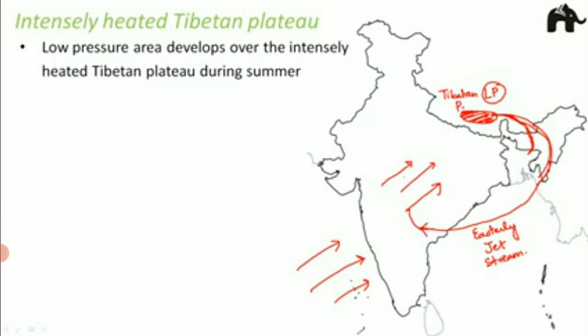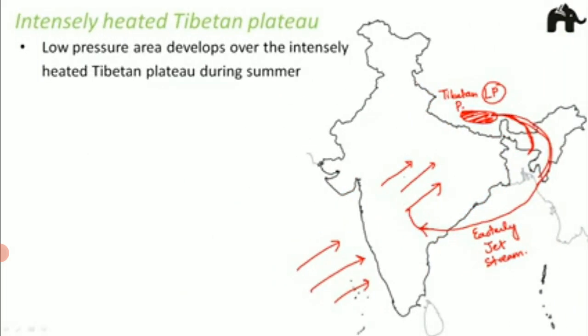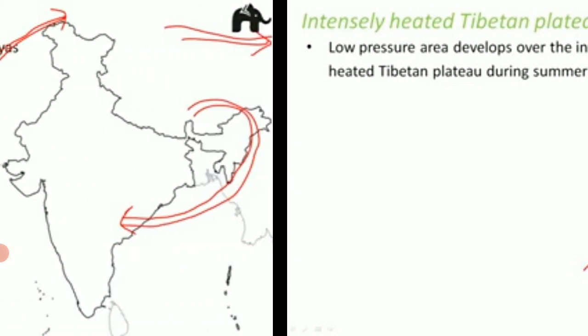Then comes the Tibetan Plateau, which heats up intensely during the summer. So there are strong vertical air currents and formation of low pressure over the plateau at about 9 kilometers above sea level. You can see the air goes up, and it turns direction with the Coriolis force. Then it pushes the easterly jet stream, and it pushes the winds towards this area.